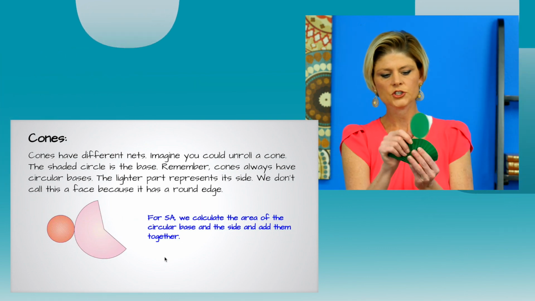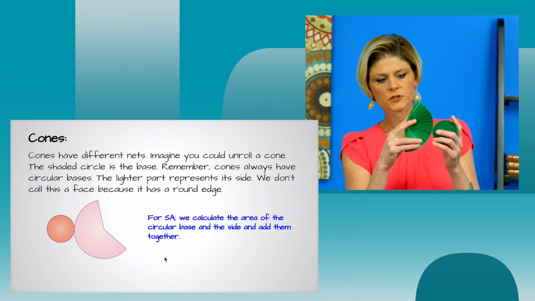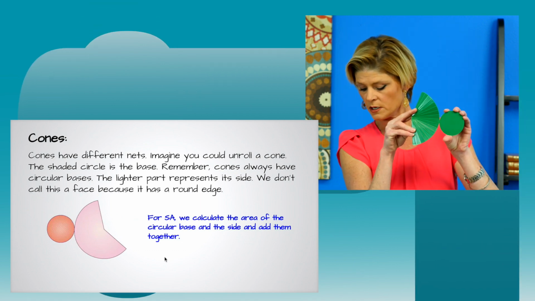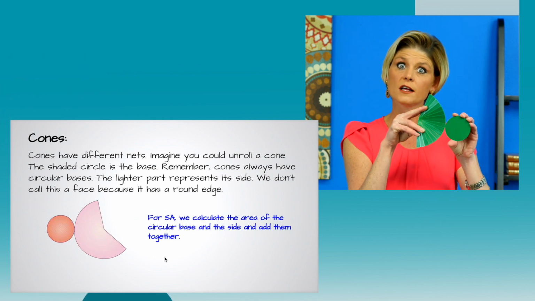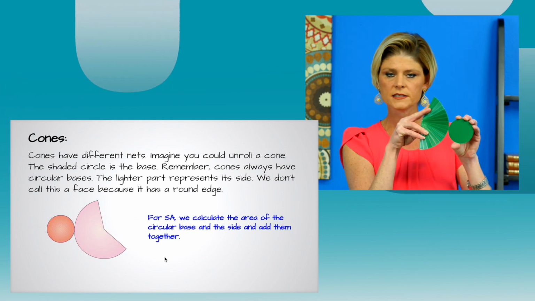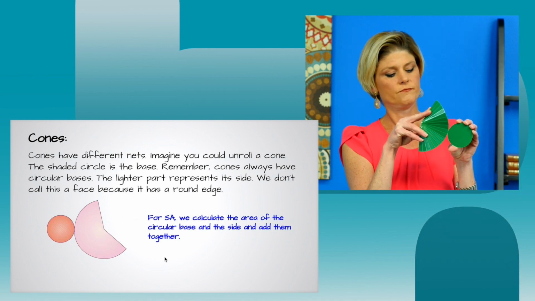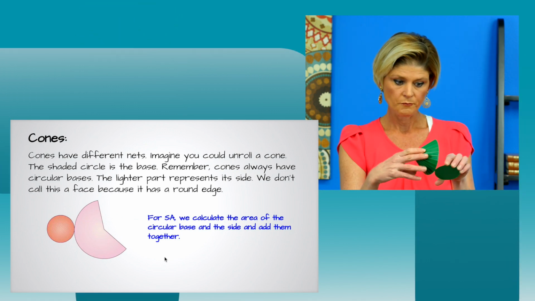And you can see the shape that you see, almost exactly the same shape that you see in the picture there, you can see with this model. It is kind of an odd looking shape, but this is what a net of a cone would look like. Okay?